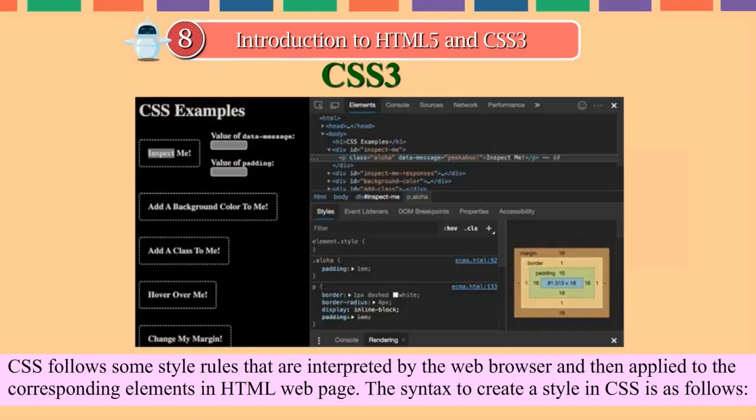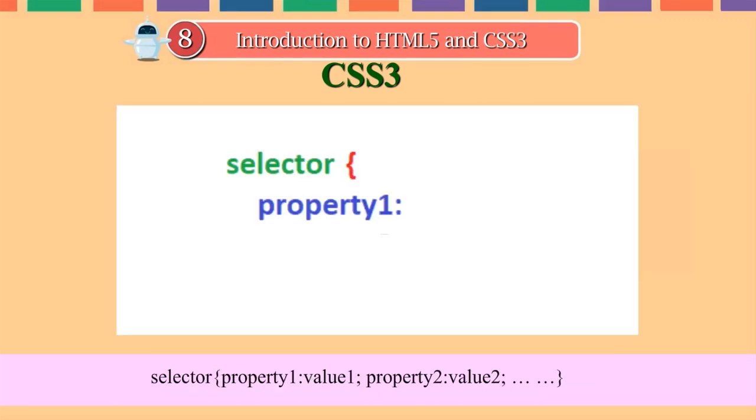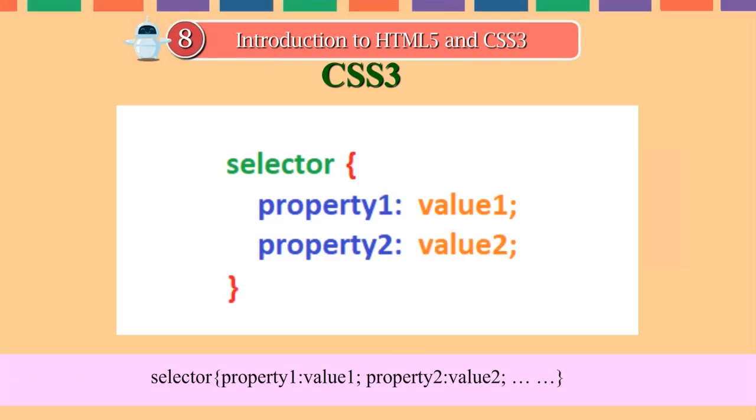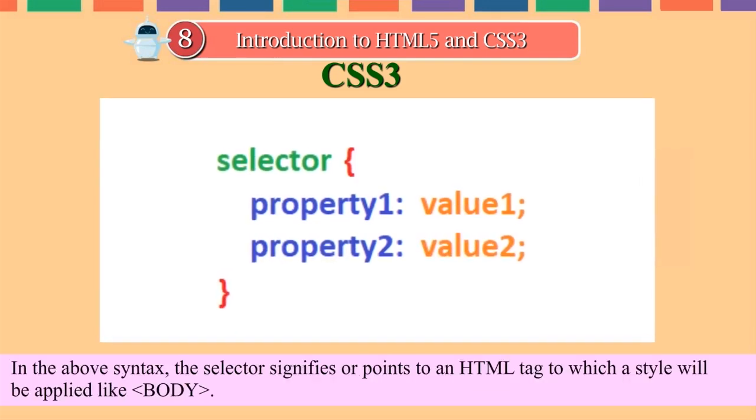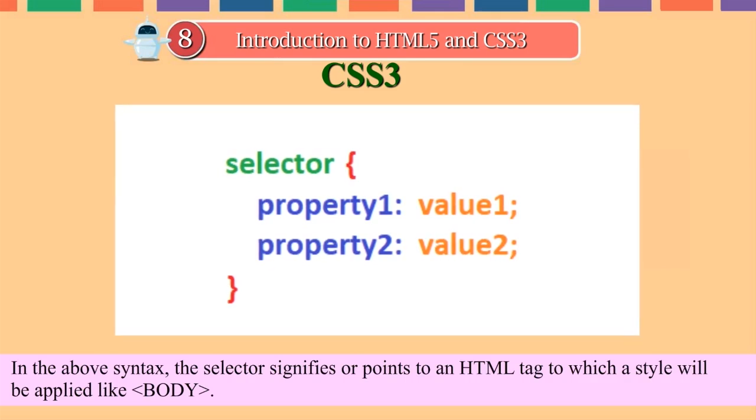CSS follows some style rules that are interpreted by the web browser and then applied to the corresponding elements in the HTML web page. The syntax to create a style in CSS is as follows: selector, property 1, value 1, property 2, value 2. In the above syntax, the selector signifies or points to an HTML tag to which a style will be applied, like body.